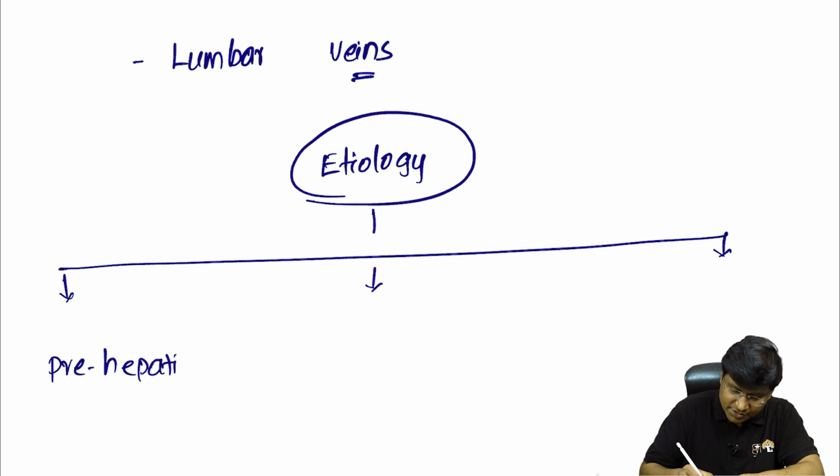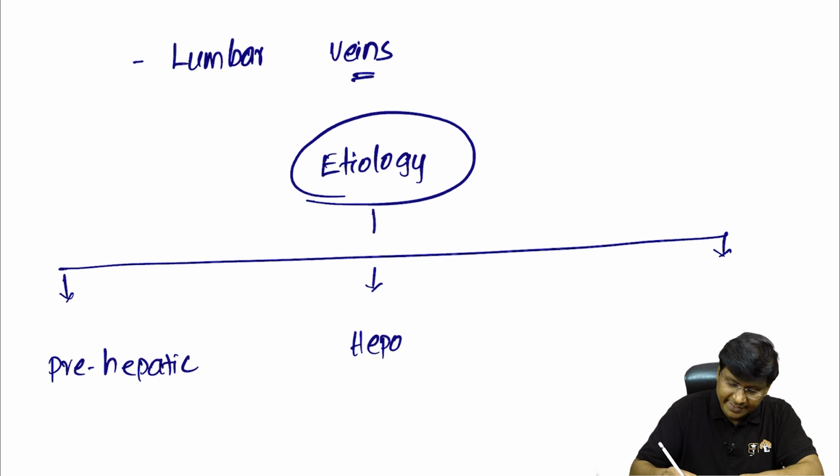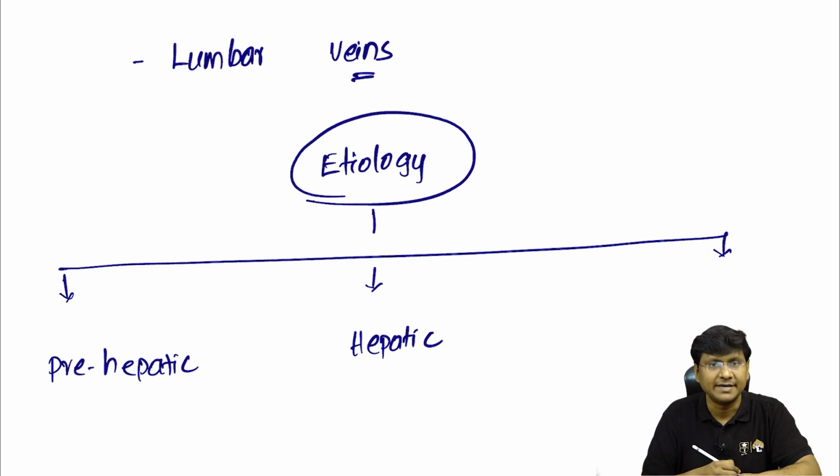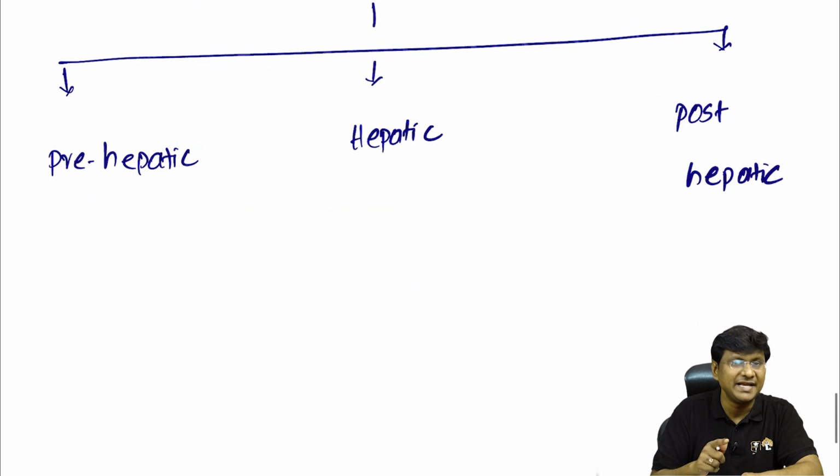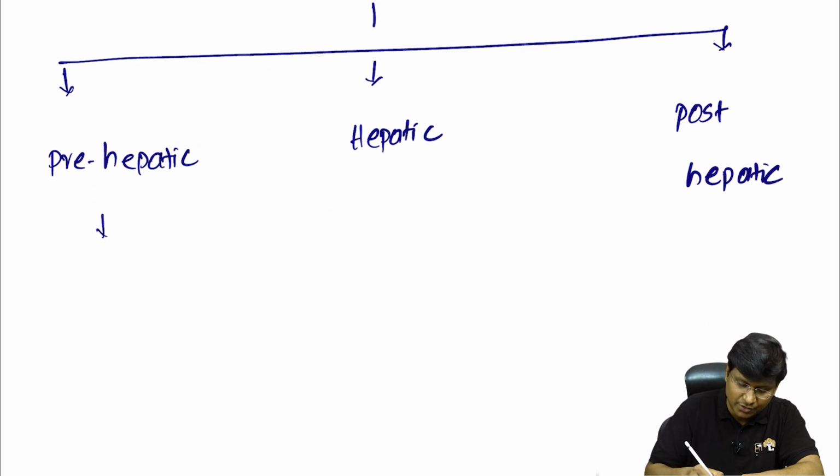The prehepatic causes for the portal hypertension. Then the other one is the hepatic causes for the portal hypertension. Then the post-hepatic causes for the portal hypertension. Now, what are the prehepatic causes? The prehepatic causes for the portal hypertension include portal vein thrombosis, right?